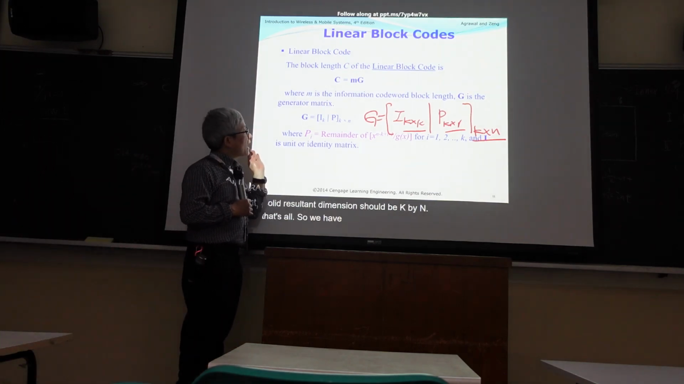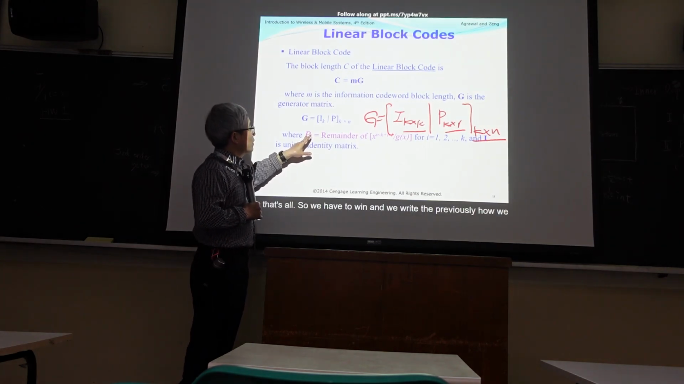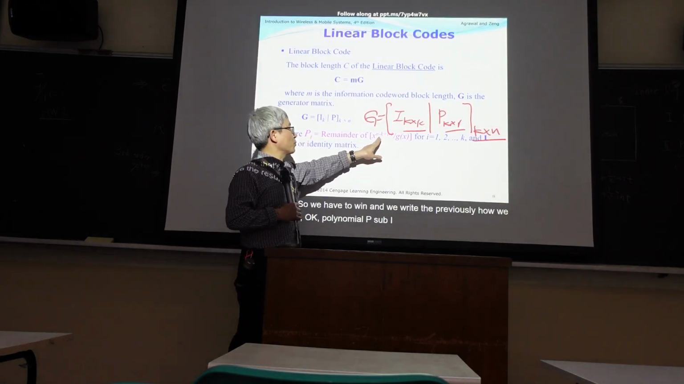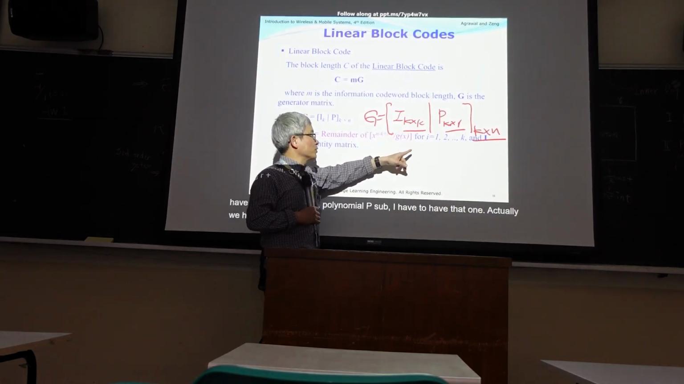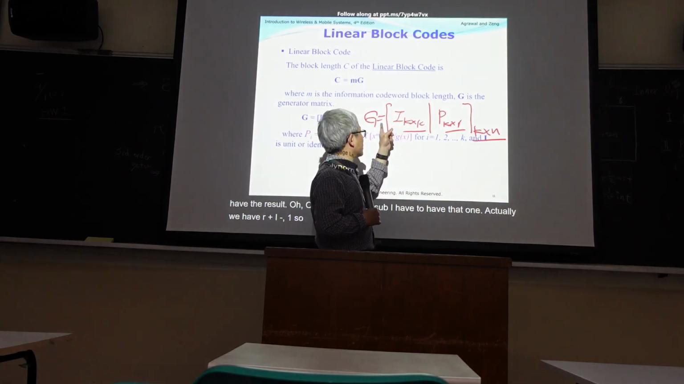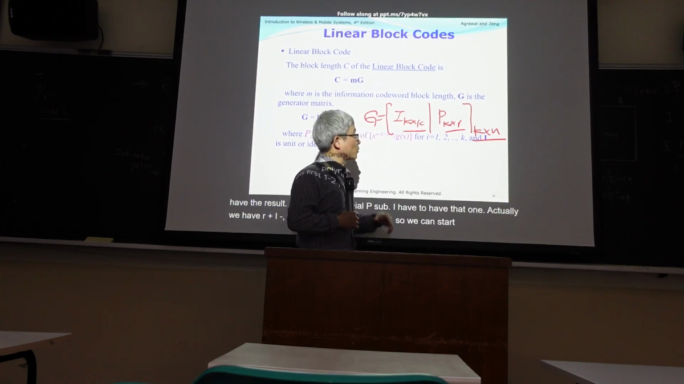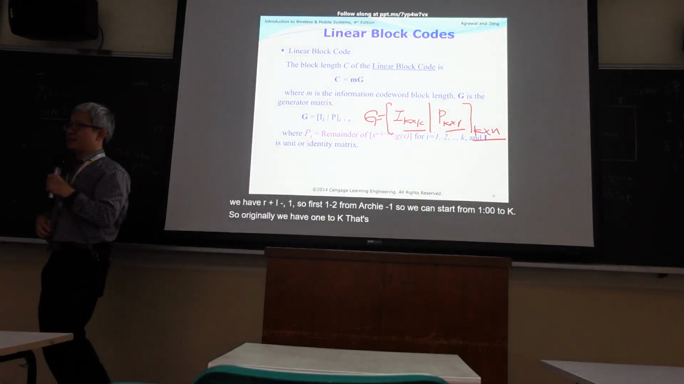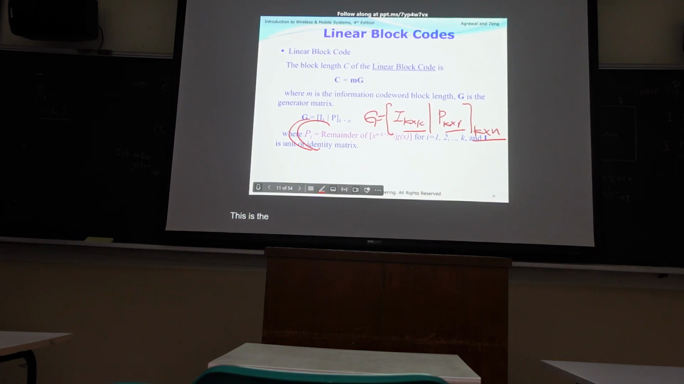And we rewrite the previous way how we have the result. Polynomial p sub i, how do we have that one? Actually, we have r plus i minus 1. So first one, actually minus 1, so we can start from 1 to k. Originally we have 1 to k. That's correct. So this is the previous operation. We use this, but right now we rewrite it.